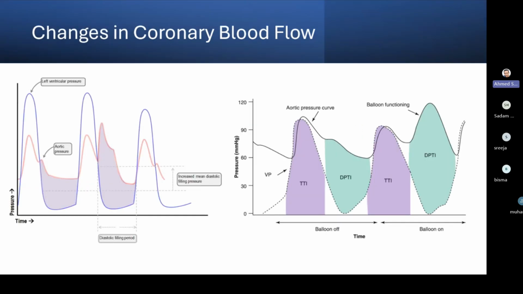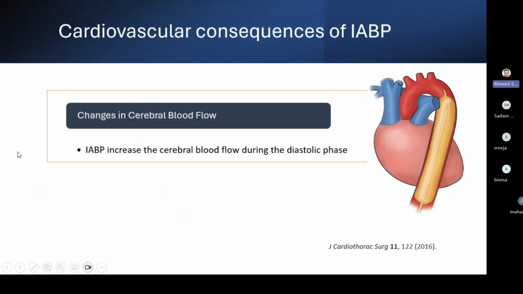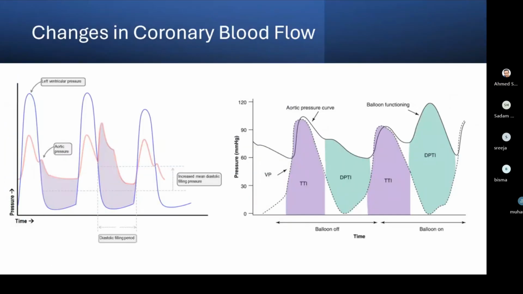And as you see here, this is the unassisted waveform prior to the run of the intra-aortic balloon, and this is the assisted waveform. And this part, the area under the curve of the diastole, is equal to the diastolic pressure time index, which is a surrogate of the coronary blood flow. This area under the curve will be increased with the diastolic augmentation. As you see, this area under the curve compared to this one is much higher.